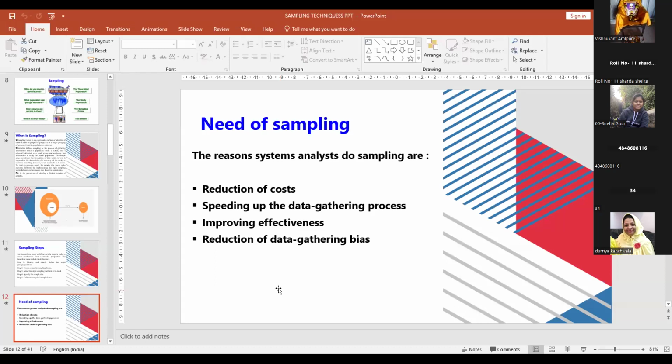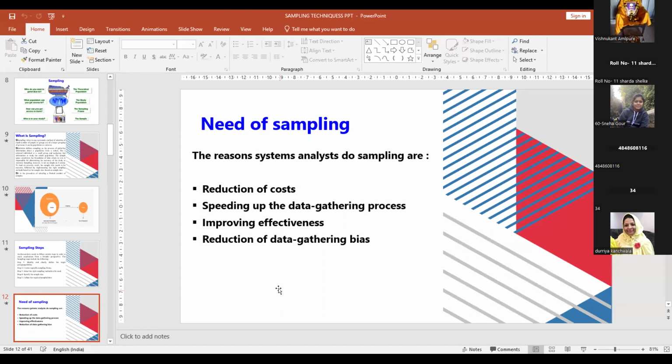If you say that, you see the improving effectiveness is very important in the sampling. Another one is that reduction of data gathering bias. If you use sampling in your research, you definitely reduce data gathering bias. So without bias, you can collect the data from these sampling methods.